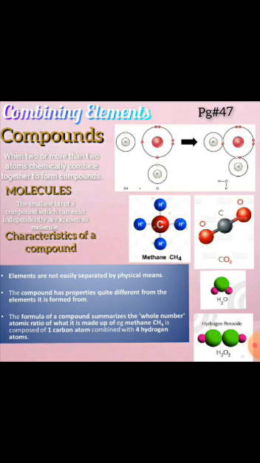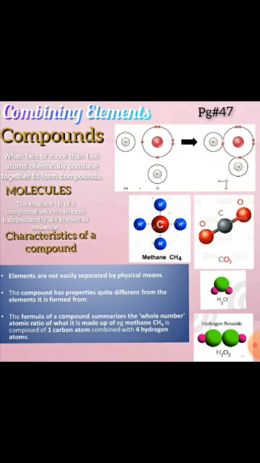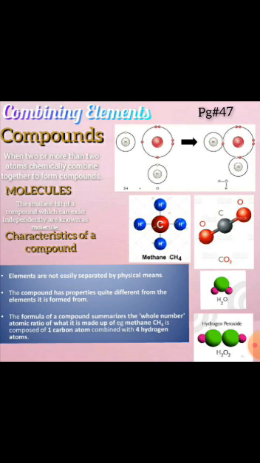And the property number 4 is that the components of a compound are always combined together in a fixed ratio. Fixed ratio means that when water is formed, always two hydrogen and one oxygen will combine together to form water. When two hydrogen and two oxygen combine together, it will not form water, it will form another compound which is hydrogen peroxide.